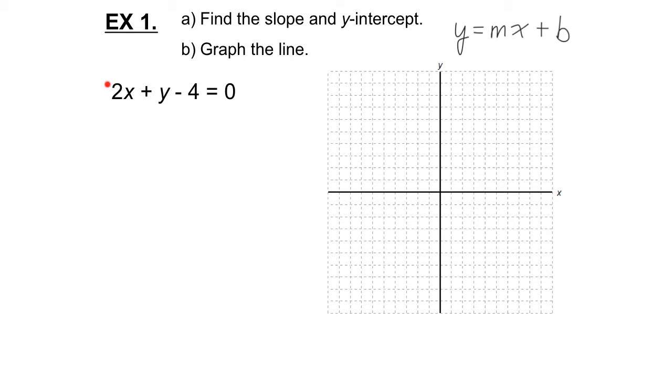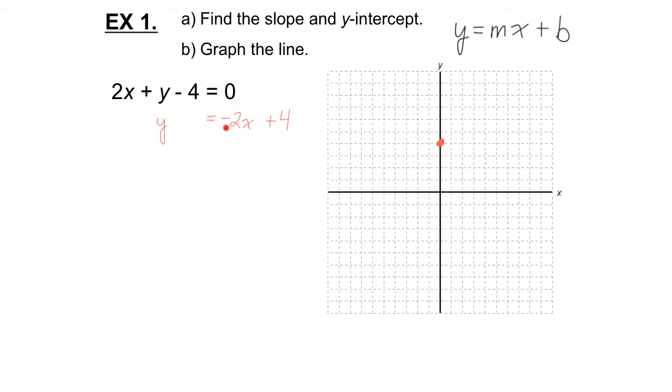That means that this term, 2x, and this term, minus 4, need to be moved to the other side so that our y term is isolated. When I do that, I end up with y equals minus 2x plus 4. So now I have y equals mx plus b form. The y-intercept is 4, so that's right here. The slope is minus 2.